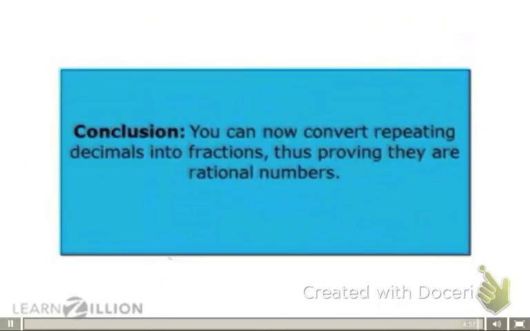So there you have it. You can now convert repeating decimals into fractions, thus proving they are rational numbers.